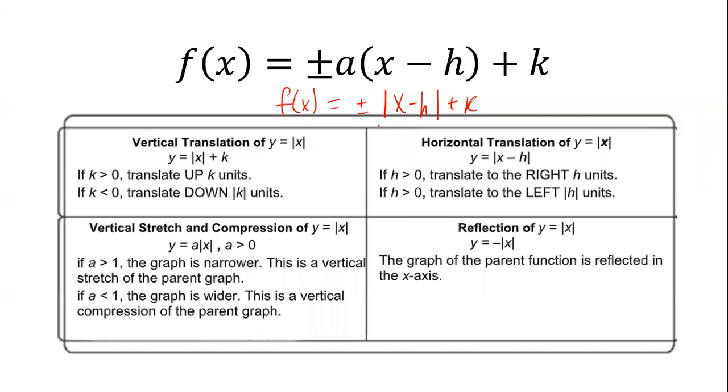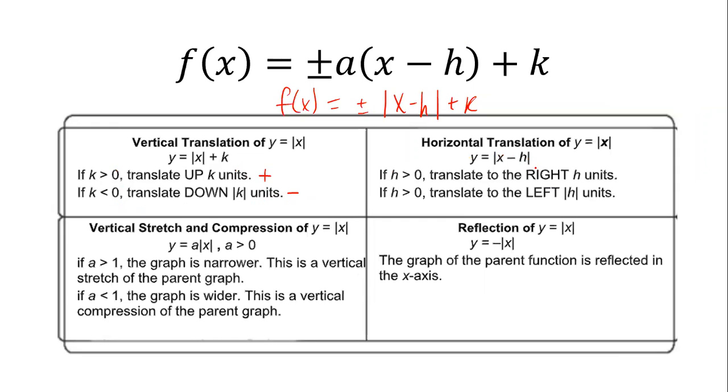So we have rules to follow. When you have a k on the outside, that causes the graph to go up and down. If k is greater than 0, which means positive, it's going to go up. If k is less than 0, that means it's going to go down. That means that the value is negative.